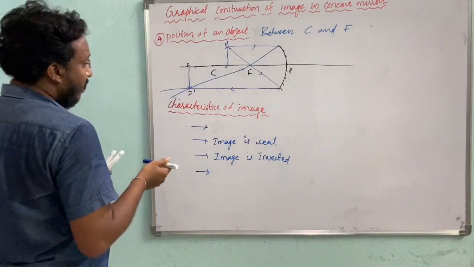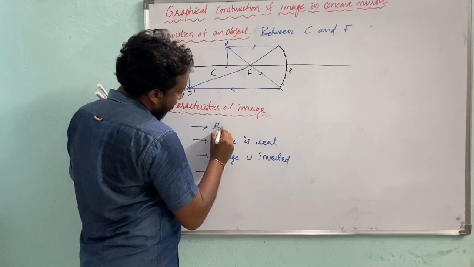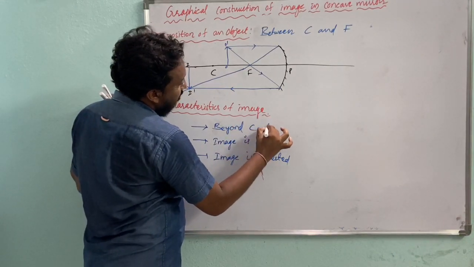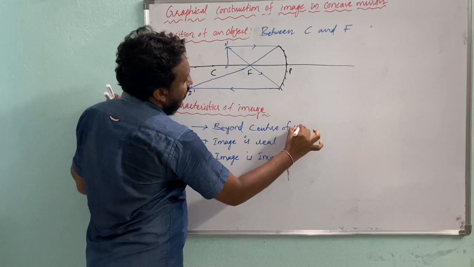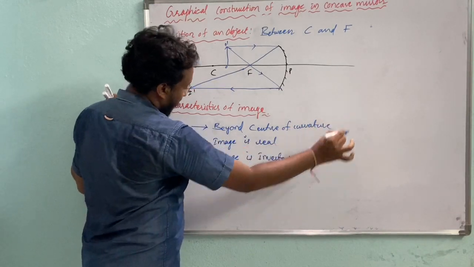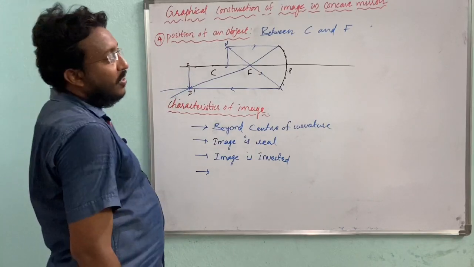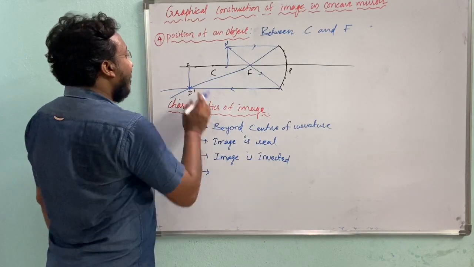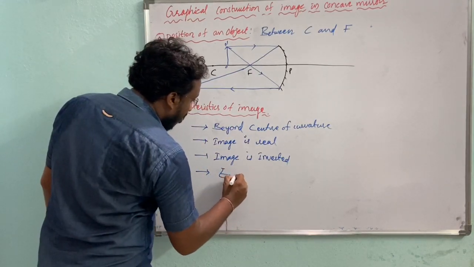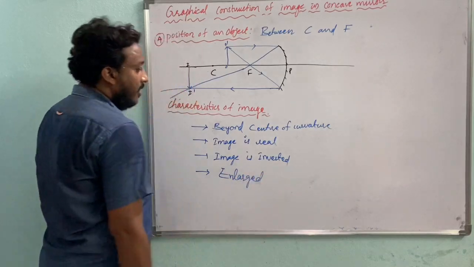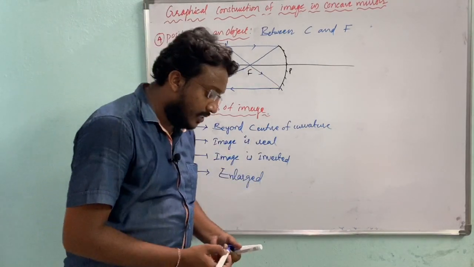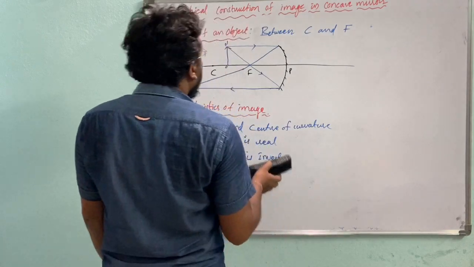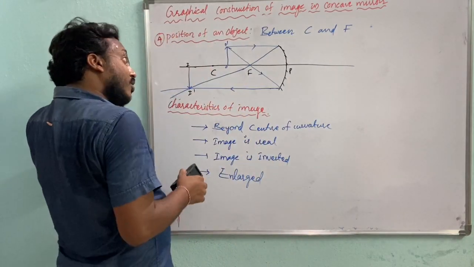Then here, where is it formed? Beyond C, or center of curvature, right? Next, the image is real. Why? Because it formed in front of the mirror. And next, the image is inverted. Next, what is the size? Size is enlarged. Enlarged means the size of the image is greater than the size of the object. Okay, right. The next case, this is the fourth position.